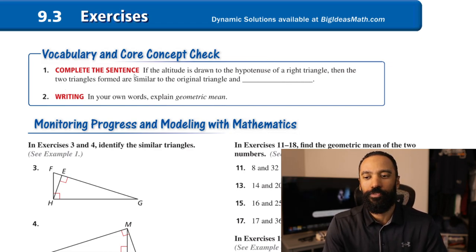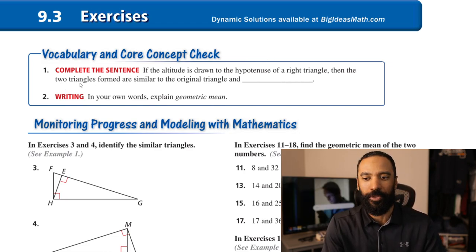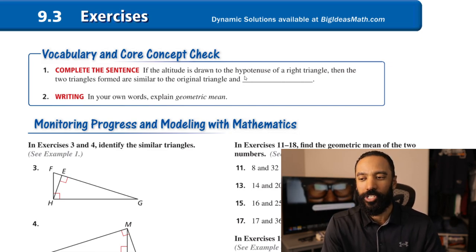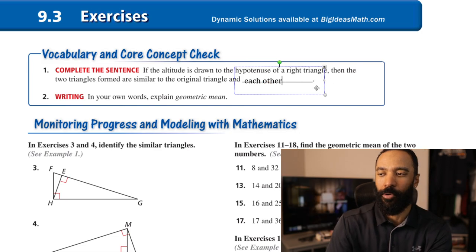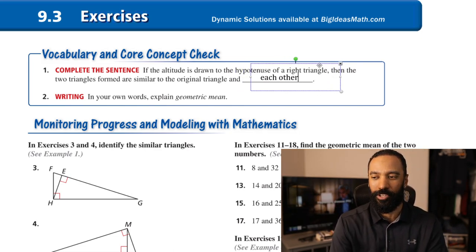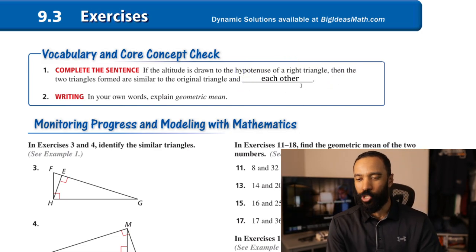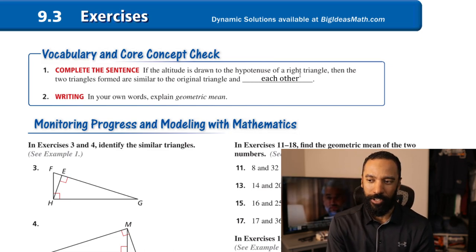Then the two triangles formed are not just similar to the original triangle, they're also similar to each other. I thought they wanted me to say a whole other portion of this. Got it, that totally makes sense. The two triangles formed are similar to the original triangle, and they're similar to each other.